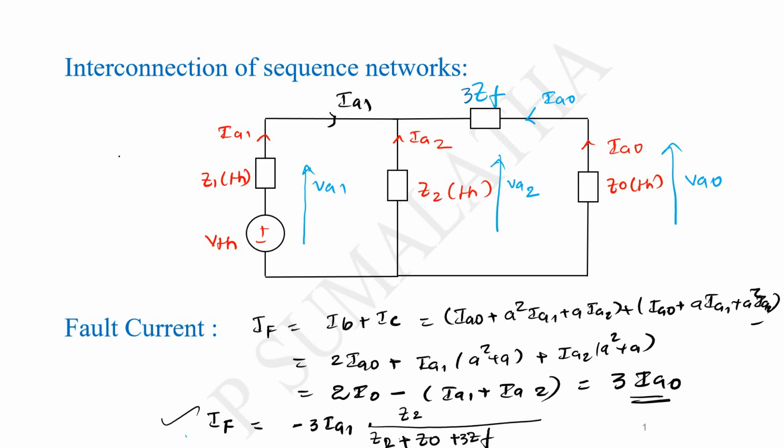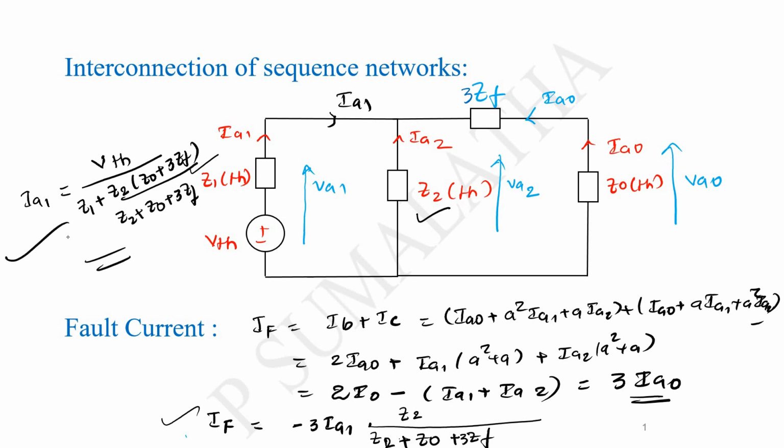But what is the value of IA1? We know IA1 is the total current. Total current is equal to total voltage by total impedance. That is equal to Thevenin's voltage by, same, these two are in series. This series combination is parallel to this Z2, and the resultant impedance will be in series with Z1. So that is equal to Z1 plus Z2 into Z0 plus 3ZF divided by Z2 plus Z0 plus 3ZF. So this will give us the positive sequence current.